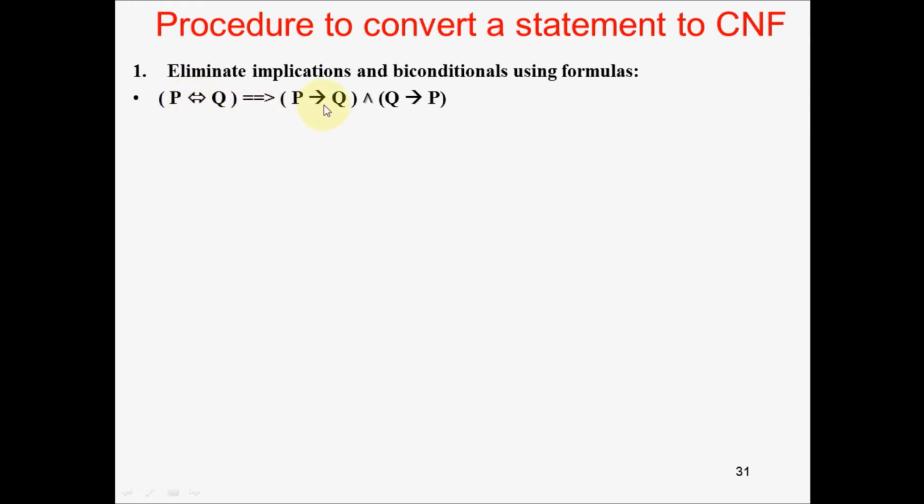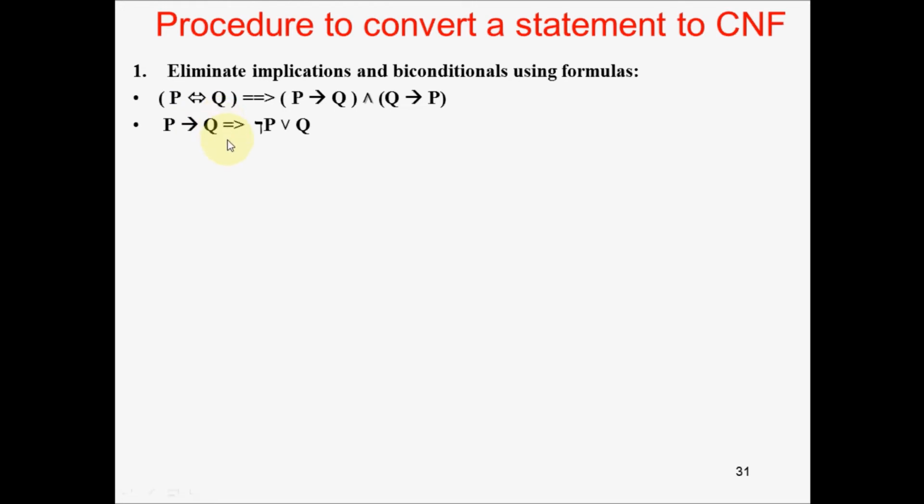Similarly, single implications can be eliminated using this formula, which we had already discussed in the last video. P implies Q can be written as not P or Q. So whenever you get a proposition sentence, and the sentence is not in CNF, the very first step you are going to do to convert it into CNF is, if there are implications or biconditionals present in the sentence, use these formulas and try to eliminate them.